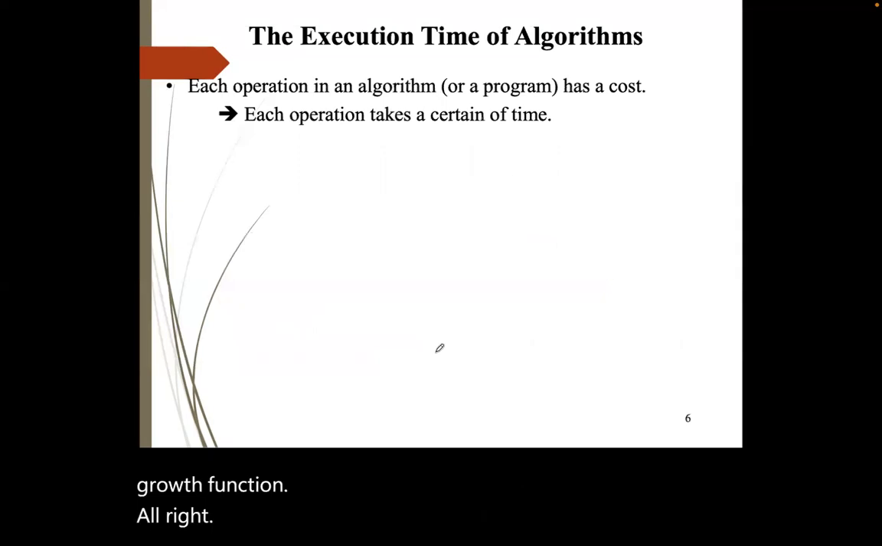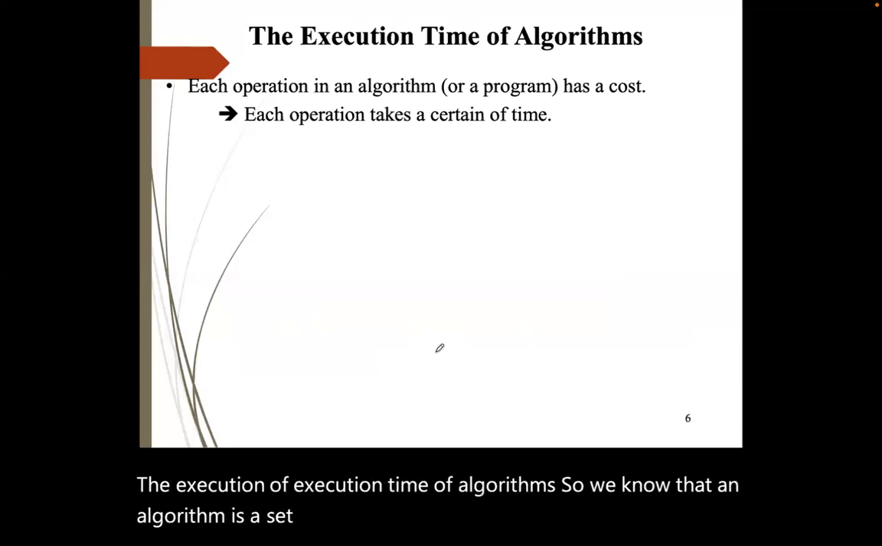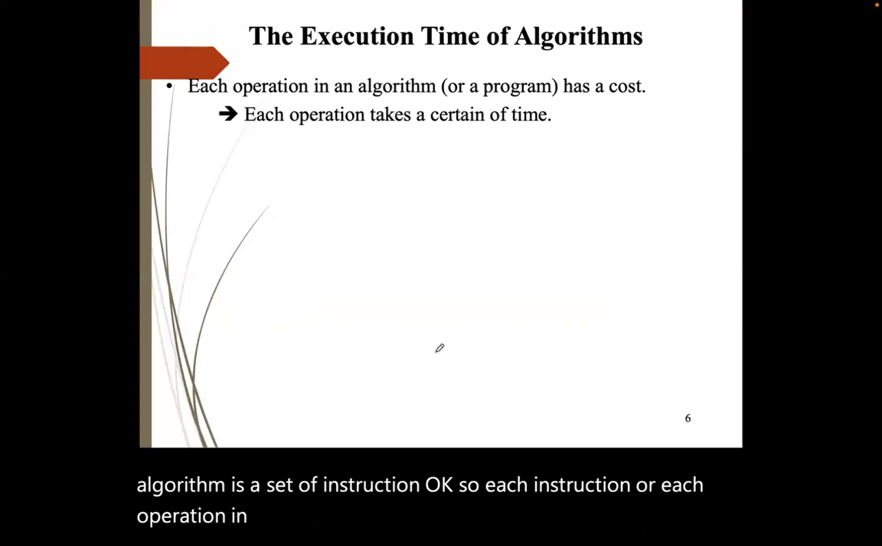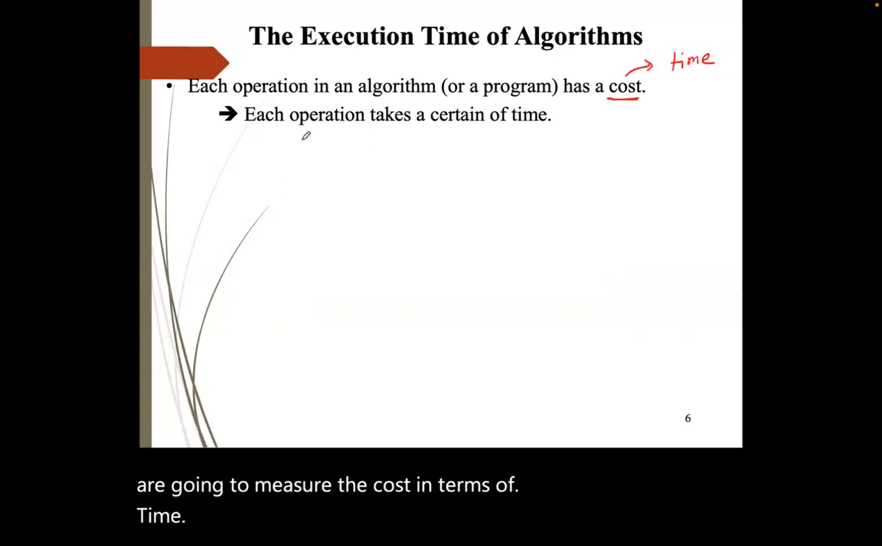Now, the execution time of algorithms. So we know that an algorithm is a set of instructions. Each instruction or each operation in an algorithm has a cost. Here cost means we're going to measure the cost in terms of time. So each operation takes a certain amount of time.